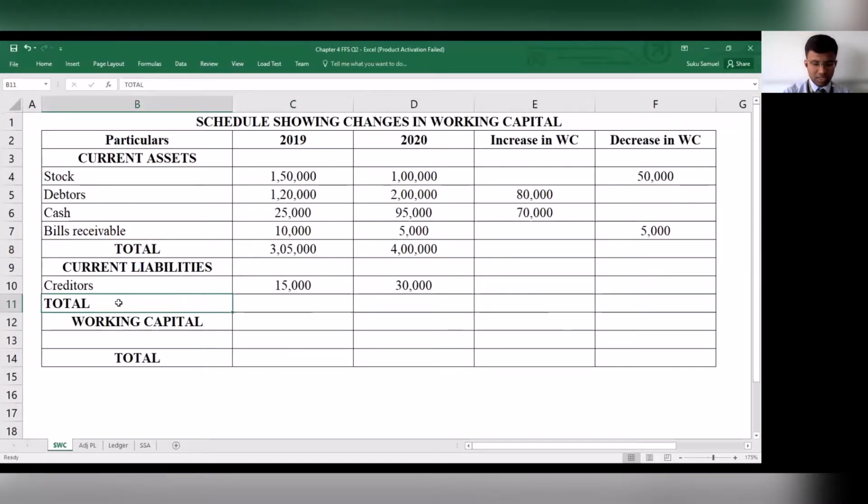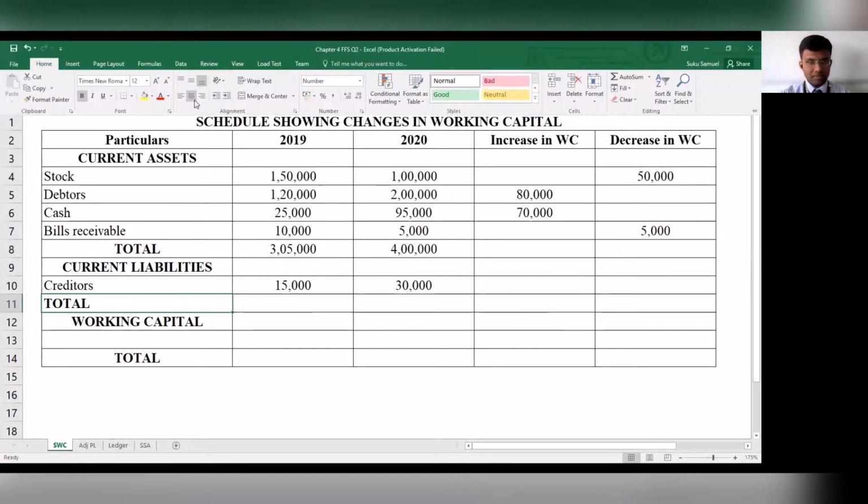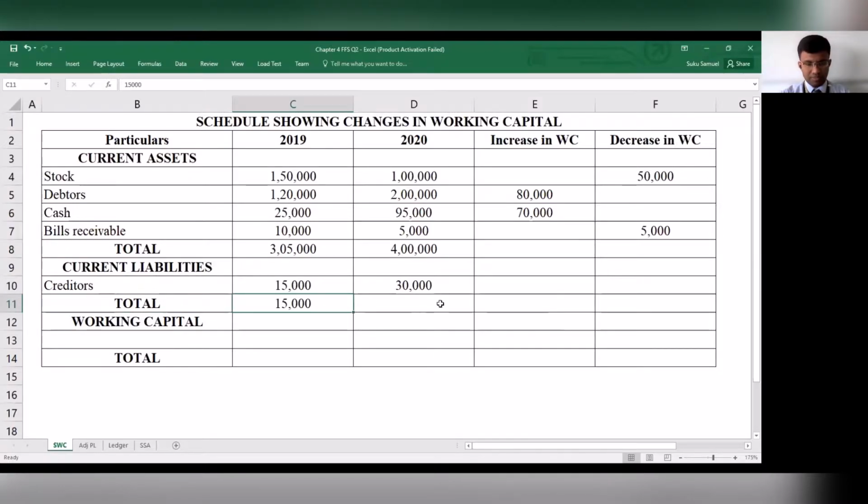So how much is the total current liability? Here it will remain the same. So here it will be 15 and here it will be 30. Oh yeah, we forgot to monitor the change. So 15,000 has become 13,000. So what has happened? Your working capital has increased. Because of this increase, what impact does it have? Your working capital will reduce. How much will it reduce by? It will reduce by 15,000.